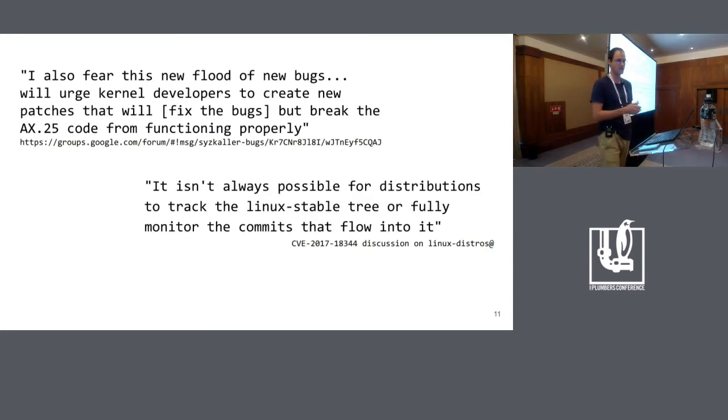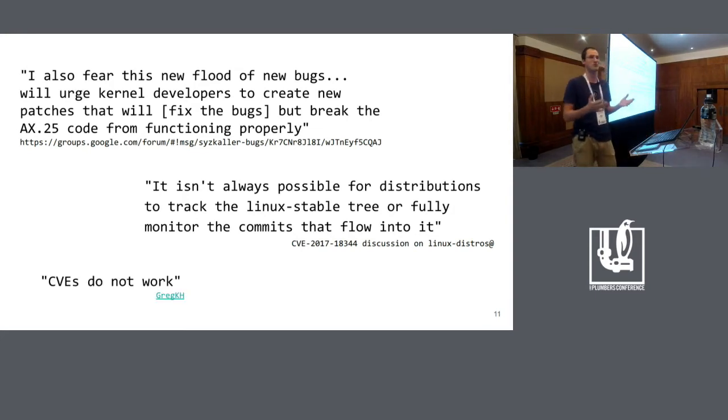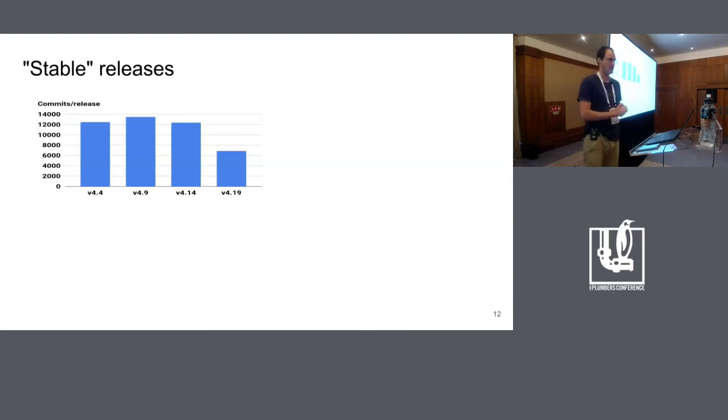I've seen distro people saying that it's not possible for us to keep up or monitor what happens in the stable just because there are too many things. And also Greg says that CVEs don't work. So the useful process that works for other projects is not working for the kernel because we have that many bugs. The stable releases. So the stable is something that doesn't change frequently, right?